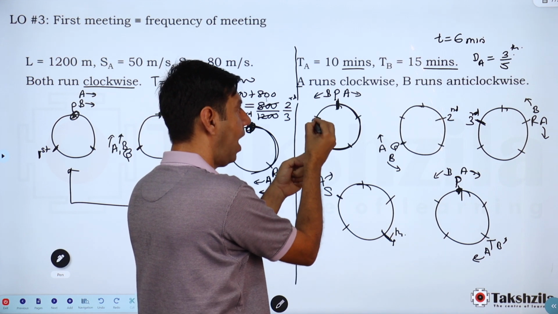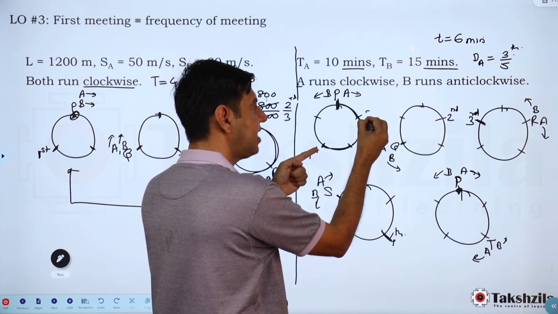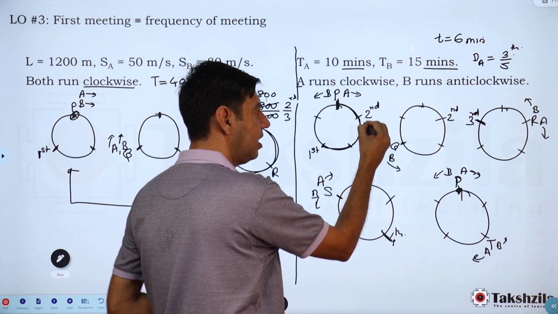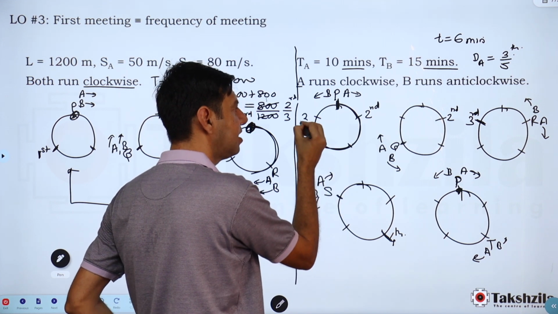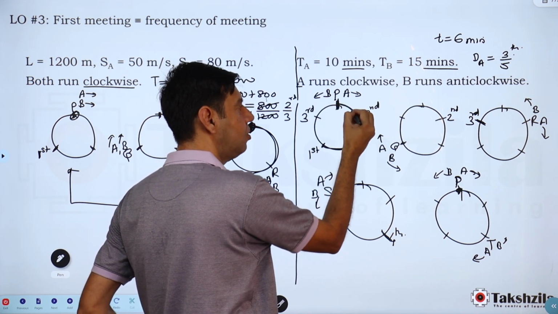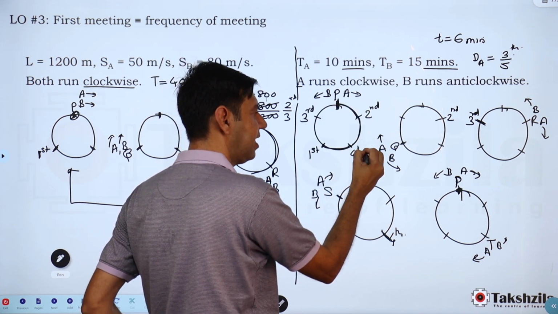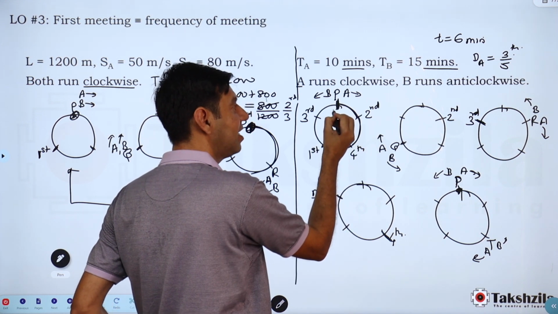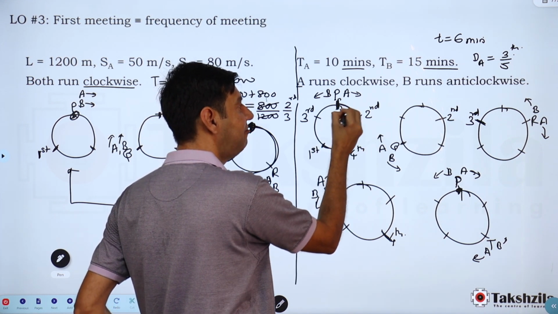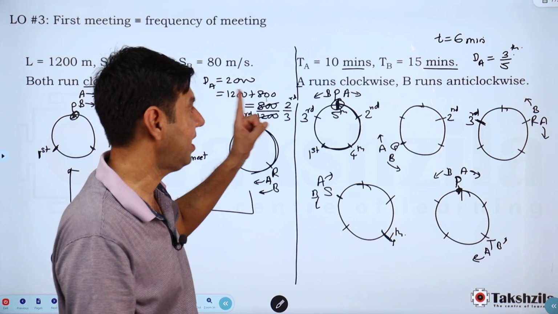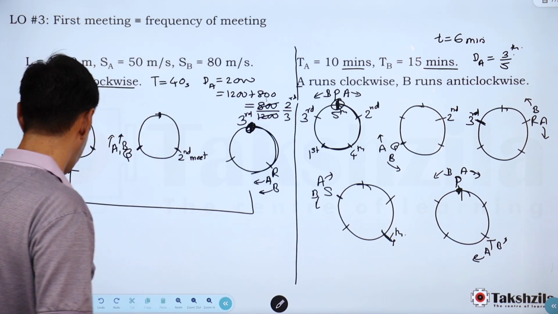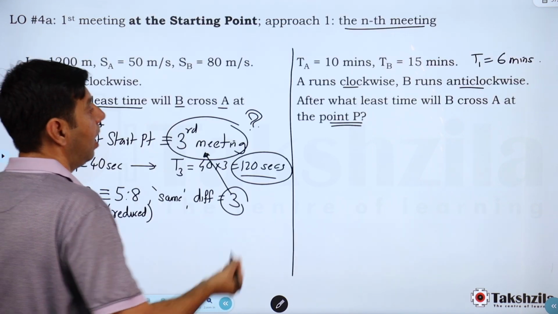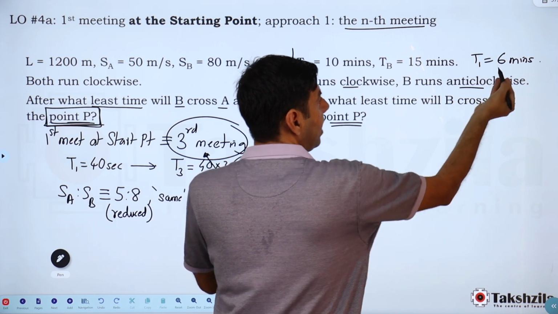First, then 1, 2, 3. This is where the second meeting happens. From here 1, 2, 3. This is where the third meeting happens. 1, 2, 3. This is where the fourth meeting happens. 1, 2, 3. This is where the fifth meeting happens, and the fifth is at the starting point, which is what we need to find for this question. So the answer, I hope you get it very clearly.